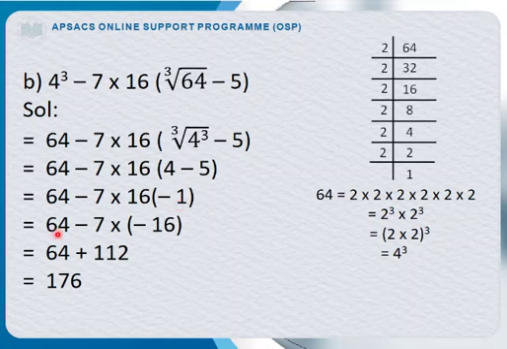Now 64 as it is, minus 7 multiplied by minus 16. Whenever we multiply two negative numbers, the answer will be positive. So minus minus is plus, and 7 into 16 is 112. After that, we will add 64 and 112, and our final answer will be 176.